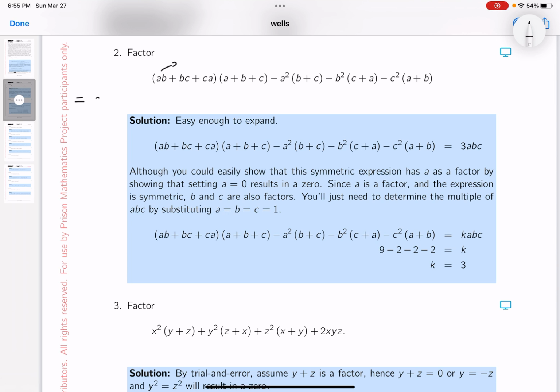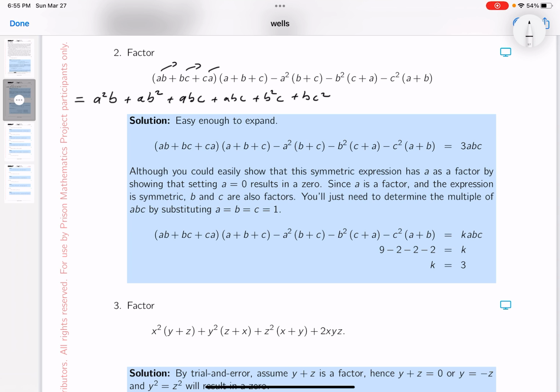So I get A squared B plus AB squared plus ABC. Now I can do the BC across them. What are you going to get? ABC plus B squared C plus BC squared.